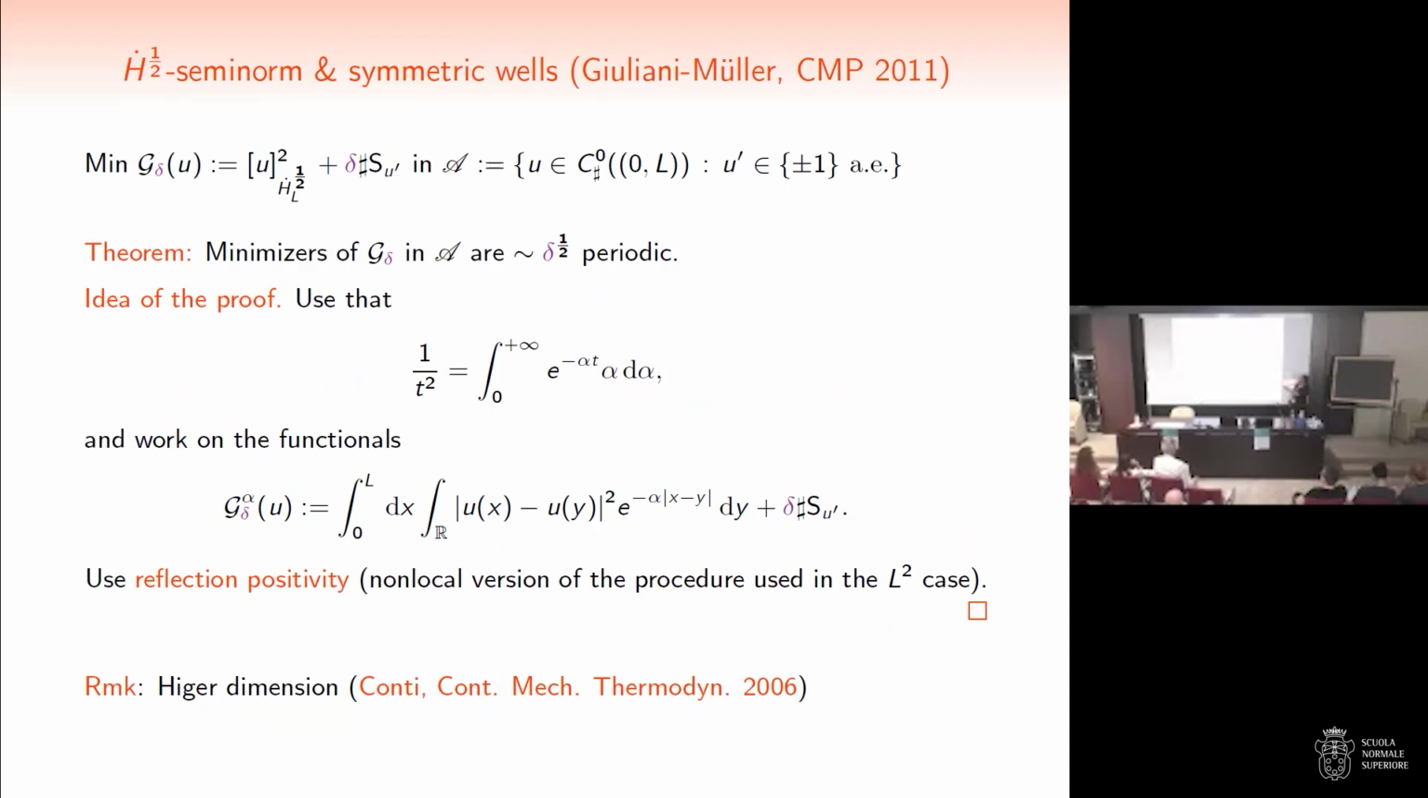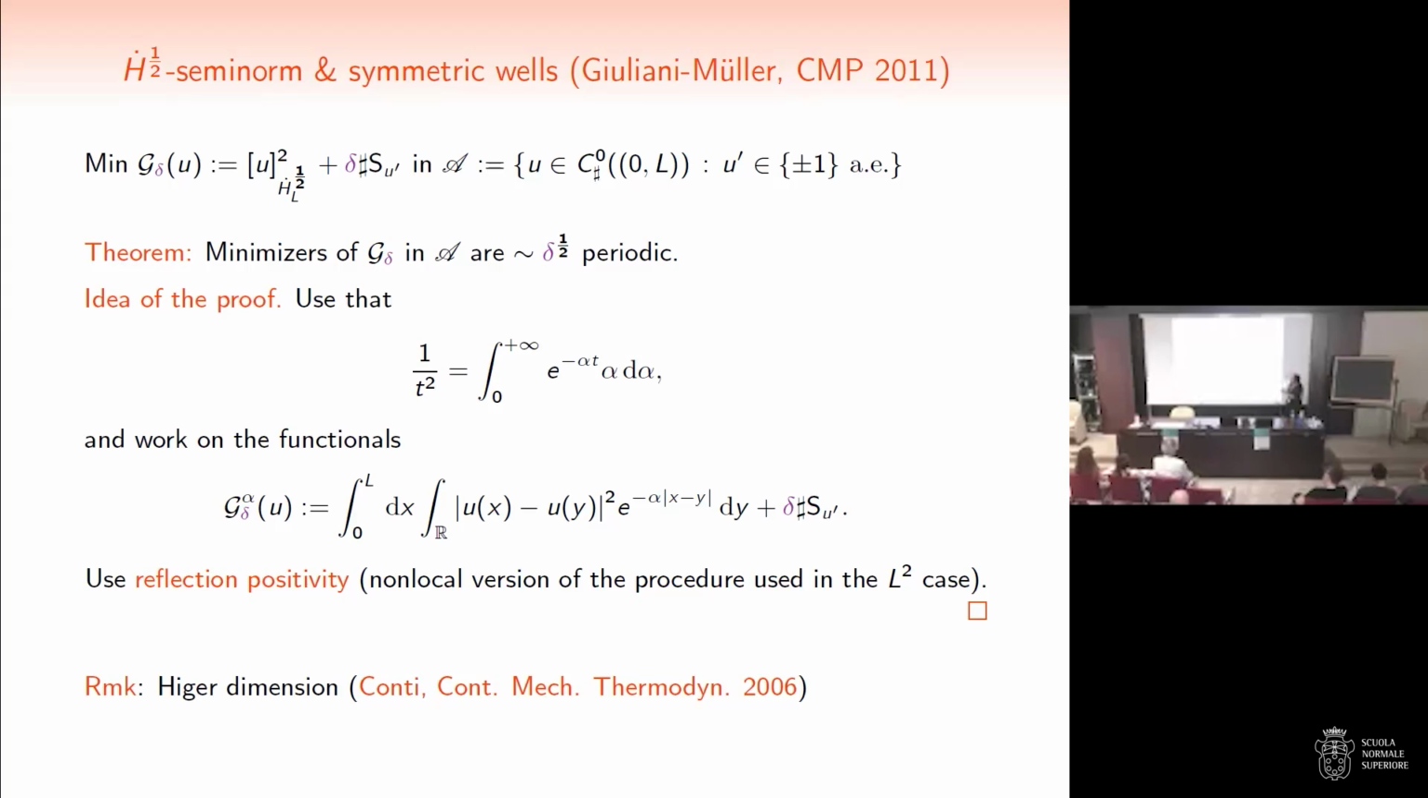Also in this case, Giuliani and Müller proved that minimizers are periodic with a scale dictated by delta, but with a different power. I will show you an idea of the proof. So first of all, one can rewrite the interaction kernel, that is t to the power minus something over 2, as this integral here.